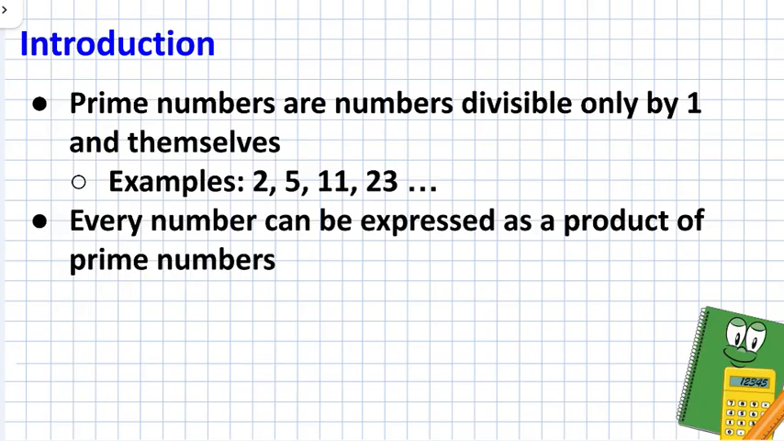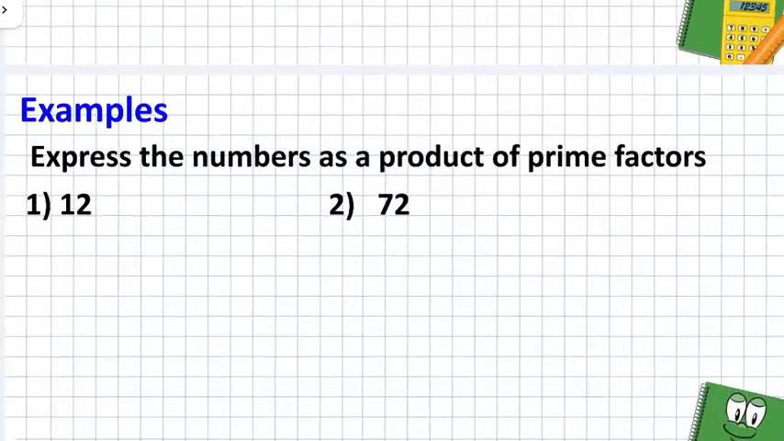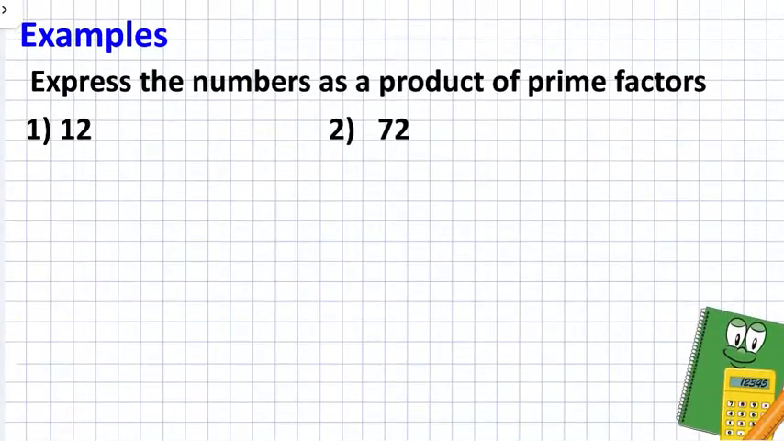So how do we do that? When you're given a question and you're asked to express a number as a product of prime numbers, how do we solve that? It's very easy. Let's take a look at some examples. The question would say, express the number as a product of prime factors.